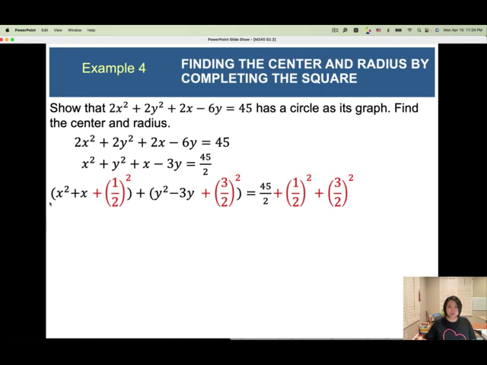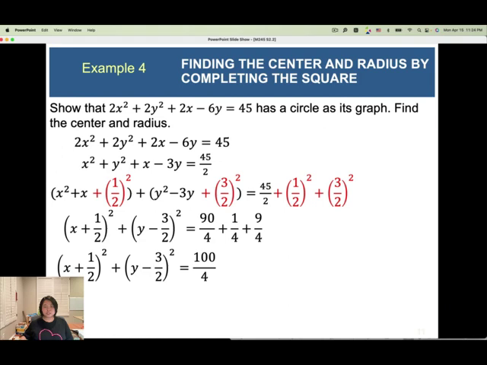Okay, factor out. You're going to get x plus 1/2 squared, y minus 3/2 squared. And then this one, 1/2 times 1/2, which is going to be 1/4. 3/2 times 3/2, which is going to be 9/4. So they do have the same denominator. You could add it up on the top. Okay, simplify 100 divided by 4. You're going to get 25. So the c is equal to 25, which is greater than 0.